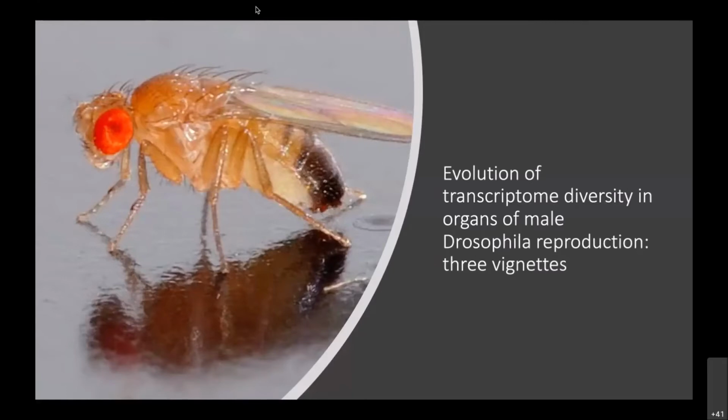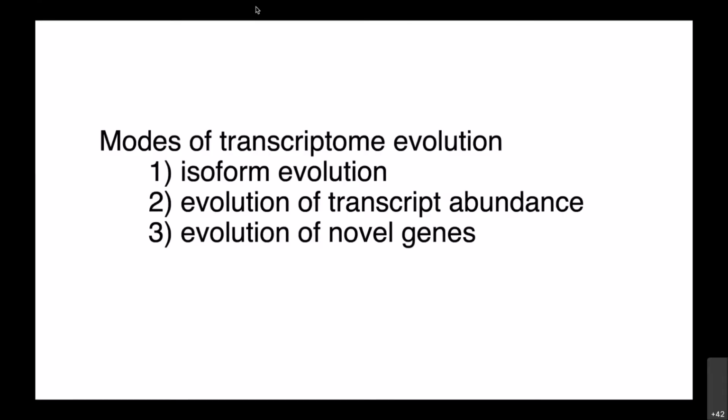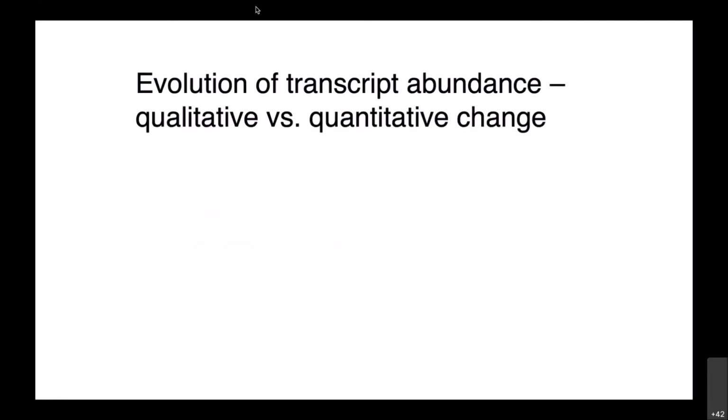All right, so let's just jump in here. There are three major modes of transcriptome evolution listed here. Isoforms can evolve. We can see the evolution of transcript abundance, which is usually considered as a quantitative kind of endeavor. And then the evolution of novel genes; these novel genes make contributions to transcriptome diversity as well. I'm going to talk about mechanisms 2 and 3 here. And thinking about mechanism 2, typically, and I'm going to present some work along these lines, we quantify transcript abundance and try to say something about the evolution of transcript abundance from that quantitative data.